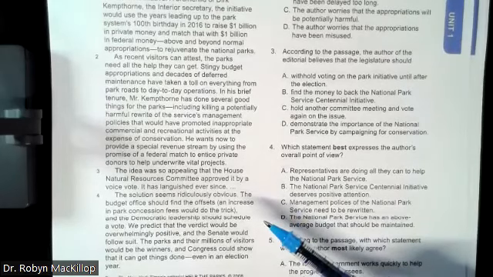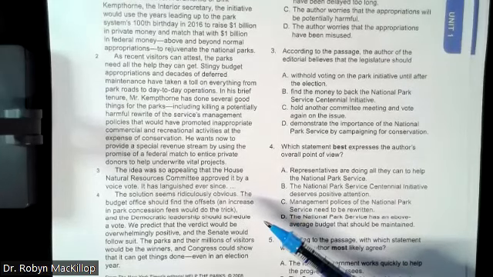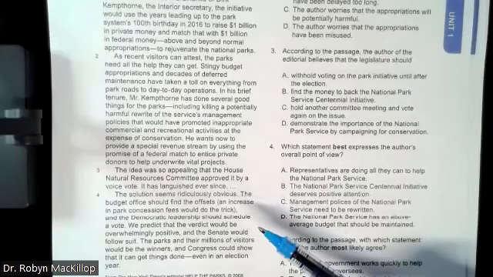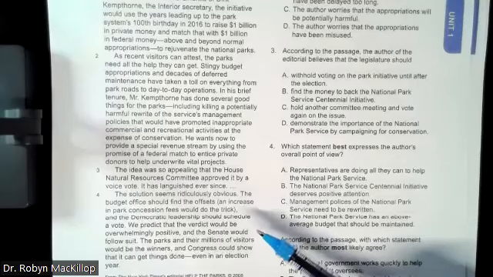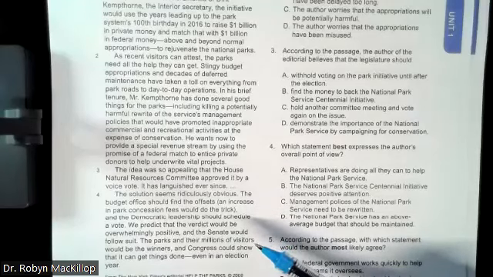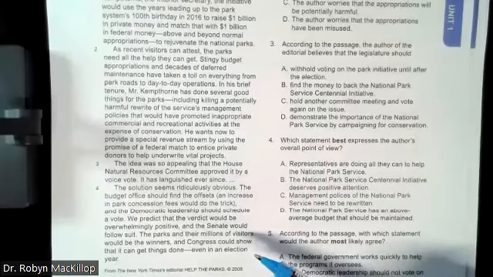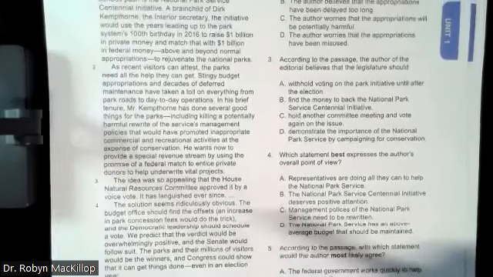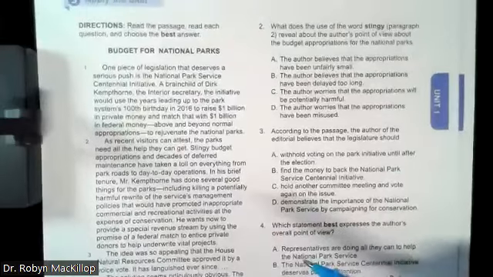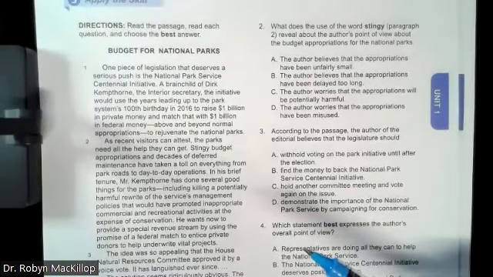The solution seems ridiculously obvious. The budget office should find the offsets, and an increase in park concession fees would do the trick, and the Democratic leadership should schedule a vote. We predict that the verdict would be overwhelmingly positive, and the Senate would follow suit. The parks and their millions of visitors would be the winners, and Congress could show that it can get things done, even in an election year. All right, so clearly, what would you say about the author's point of view? All about rescuing or saving the parks, or something else?